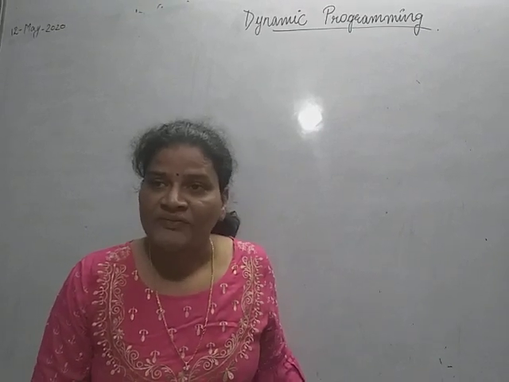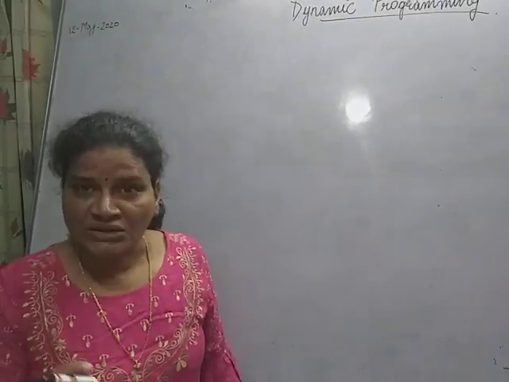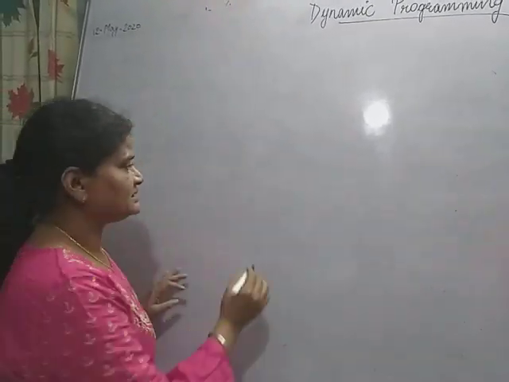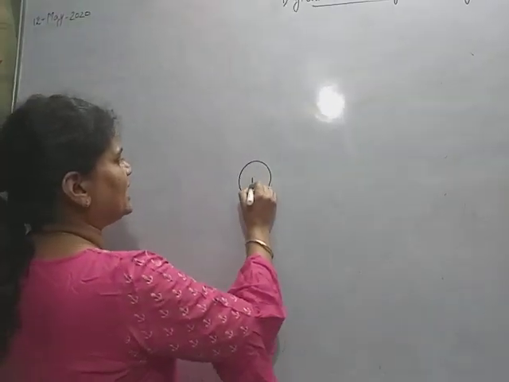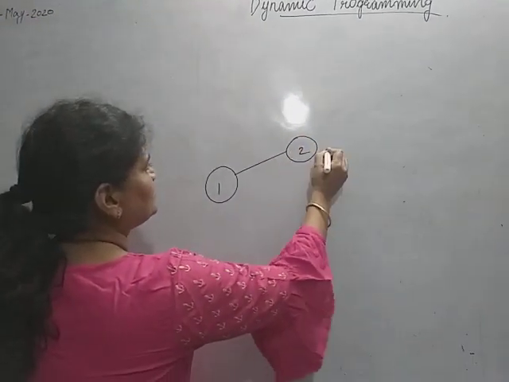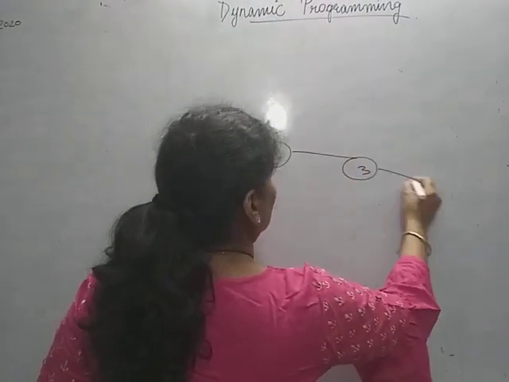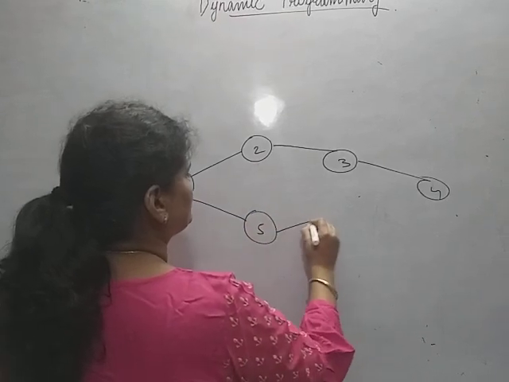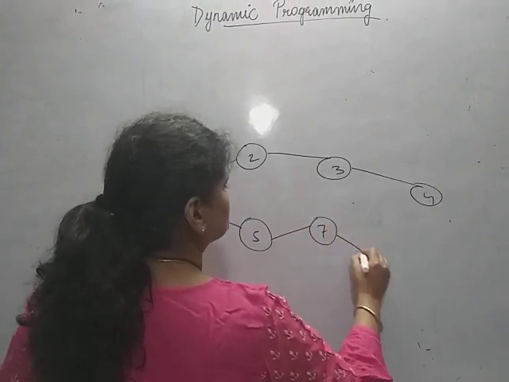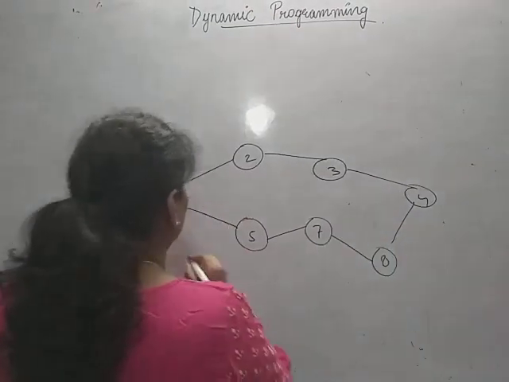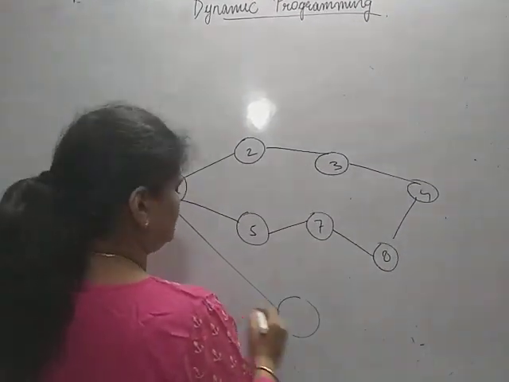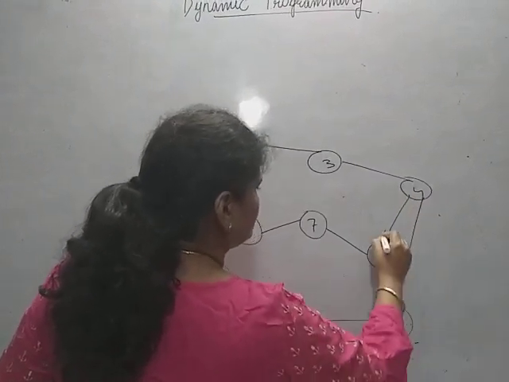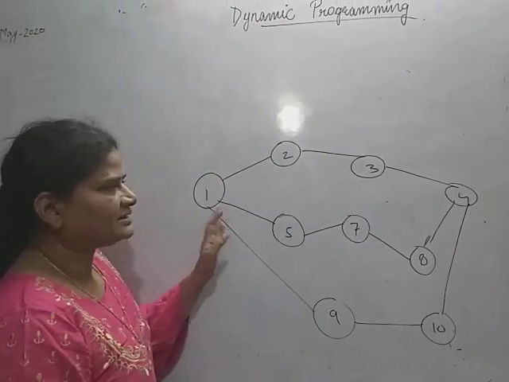Now suppose I want to find the shortest path between the two vertices i and j, and suppose this is the graph. Say 1, here this is 2, 3, 4, 5, 7, 8, and 9, 10 and 4. So there are three paths.